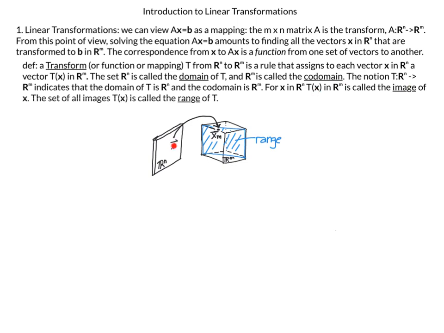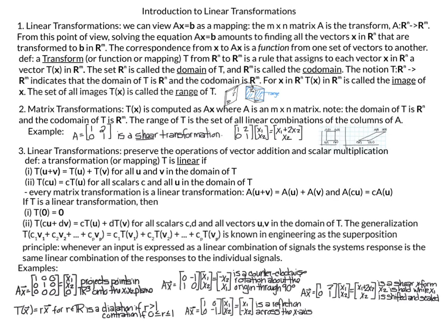So here we have x, it gets mapped to this vector here. Whatever it's mapped to is called the image. And the set of all images is called the range of T. It's what gets hit, so to speak, by the transform or the mapping. The idea of a transform is a general one, and what we are going to look at in this video is specifically transforms that can be represented as a matrix, or in other words, matrix transformations.